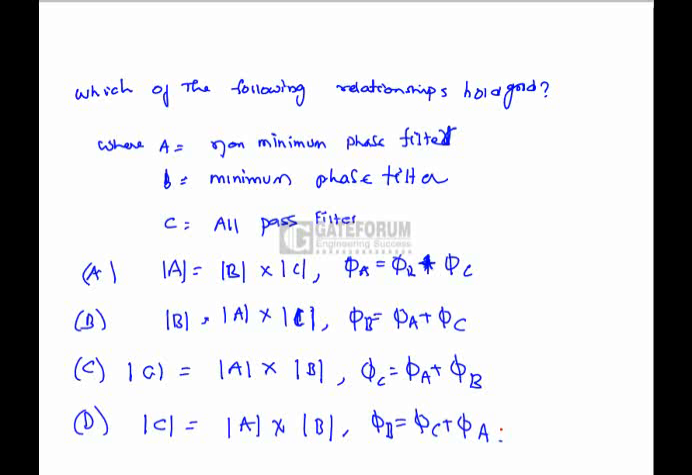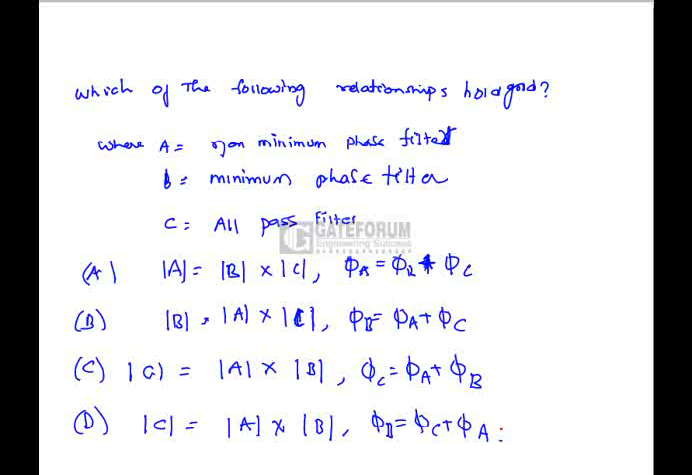So the following relationships hold good. A is the non-minimum phase filter. The definition for non-minimum phase is that all the zeros or some of the zeros can be in the right hand side of the S-plane, but all the poles must be in the left half of the S-plane. Whereas in a minimum phase filter, all the poles as well as all the zeros must be in the left half of the S-plane.